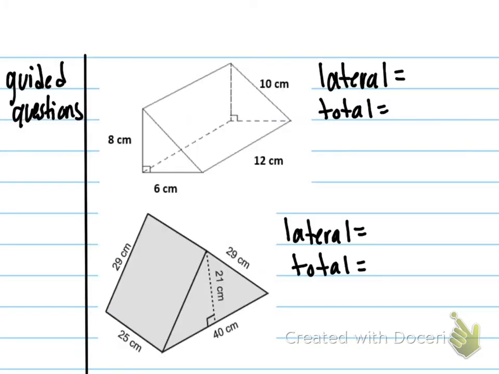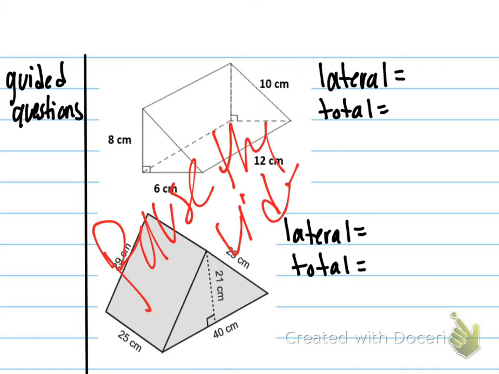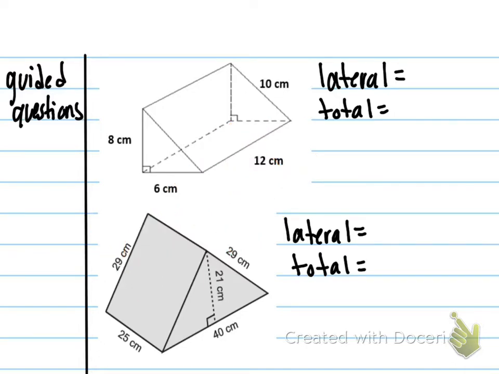Okay. So this one's going to be guided questions, so please pause the video and try to find the lateral and total surface area of those two triangular prisms. I'll give you a few minutes. Pause the video. Hopefully you pause the video.